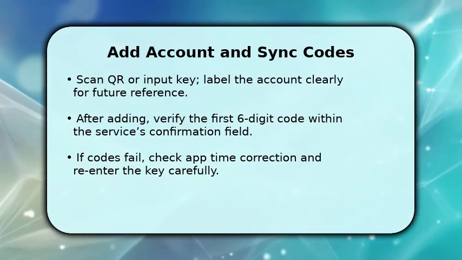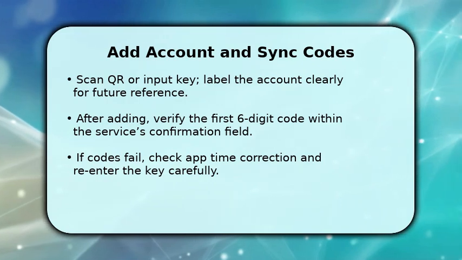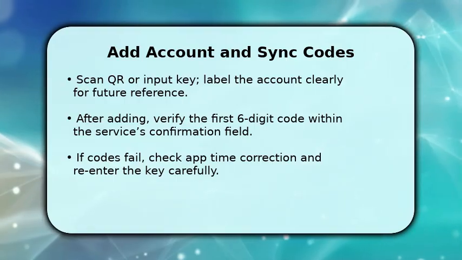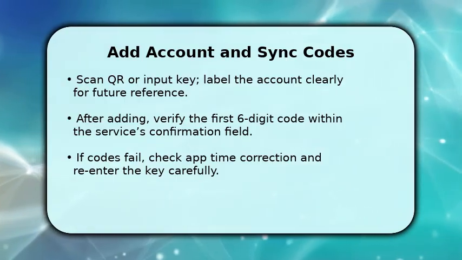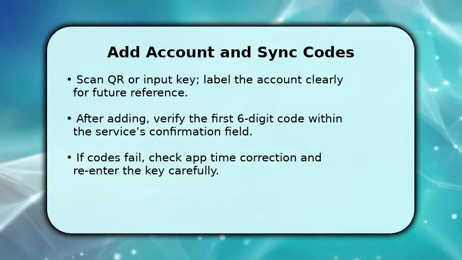Once the key is entered or the QR scanned, label the account in the app so you recognize it later, and the app will create a rolling 6-digit code every 30 seconds. Immediately type the current code into the service's confirmation box to verify setup. This confirms the secret and prevents lockouts.